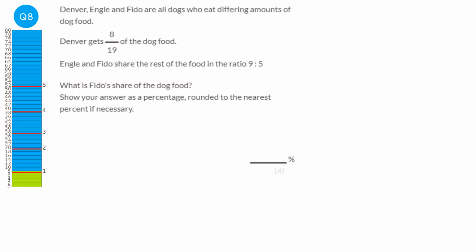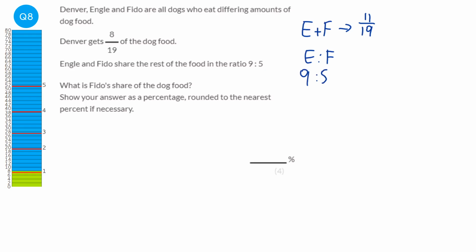The first piece of information I'm going to focus on is the fact Denver gets 8/19. Denver gets 8/19. That means that Engel and Fido together must get 11/19 because they have to add up to 1. So we're only looking at 11/19. I'm going to focus on the ratio next of Engel to Fido. So it's 9/5.